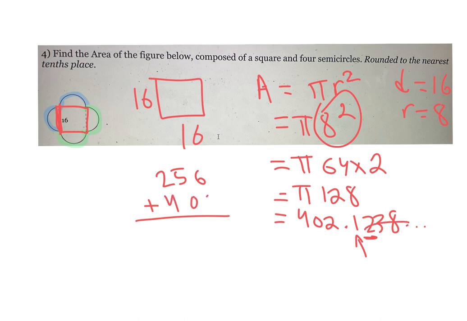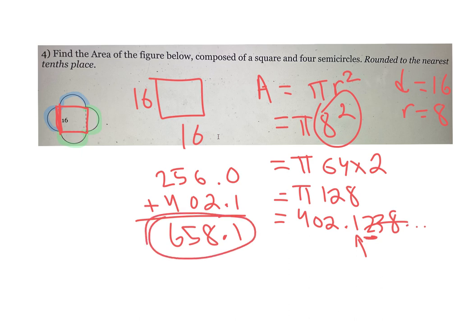And if we add those together, you can throw a decimal on the 256, put a 0. 0 plus 1 is 1. 6 plus 2 is 8. 5 plus 0 is 5. 2 plus 4 is 6. And this is my total area for this irregular shape.